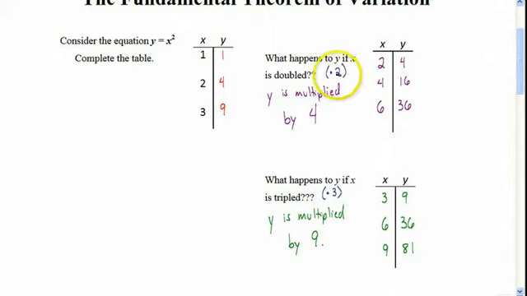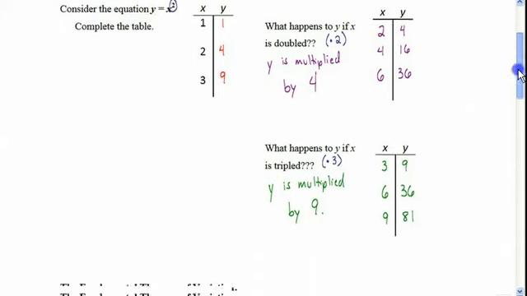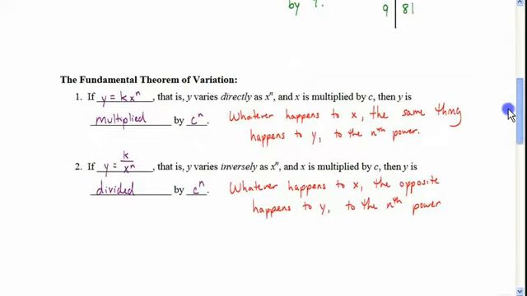Now look at what we're multiplying x by, and look at what we're multiplying y by. Look for a relationship there. What you should notice is that if I square 2, I get 4, and if I square 3, I get 9. Well, where do we get that squared from? Right here. So that squared told us what happened to the x here. The same thing happened to the y to the second power, which is pretty much the fundamental theorem of variation.